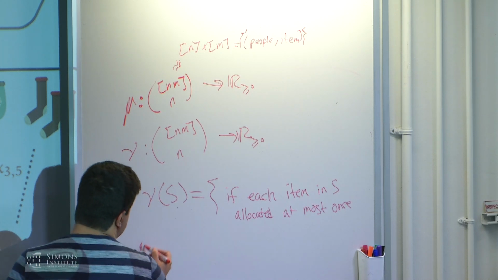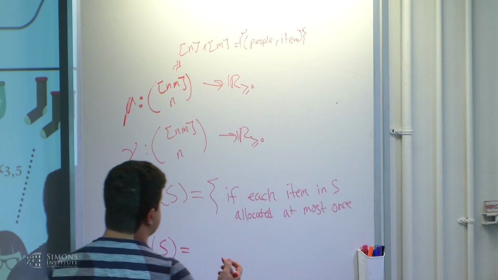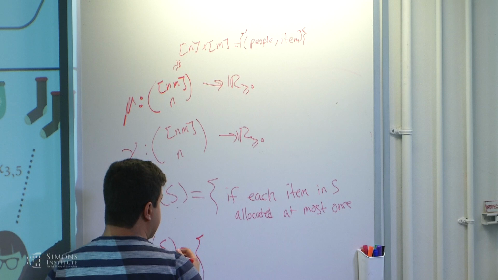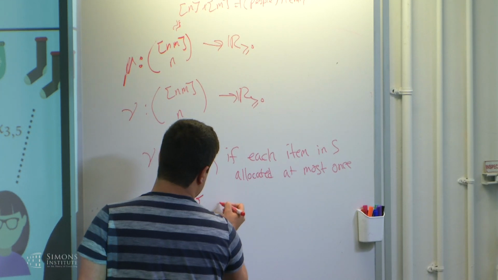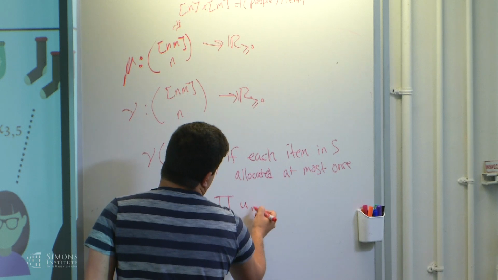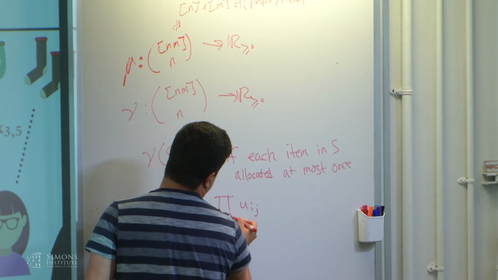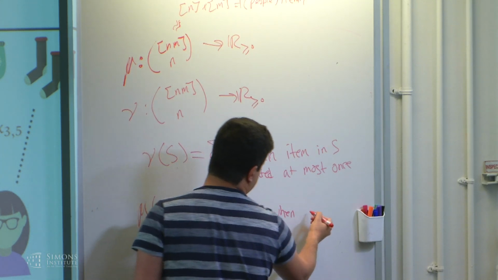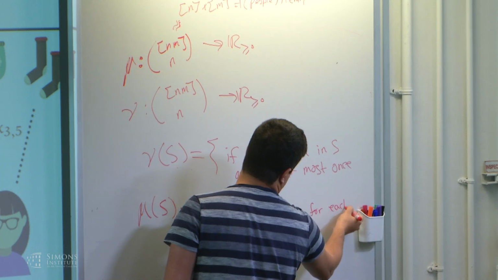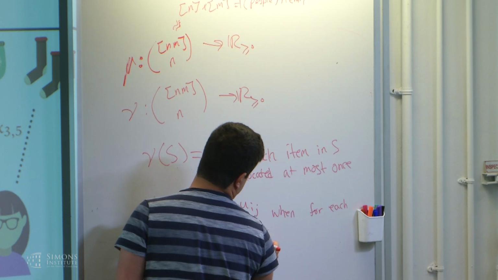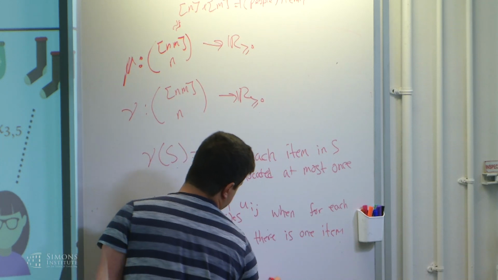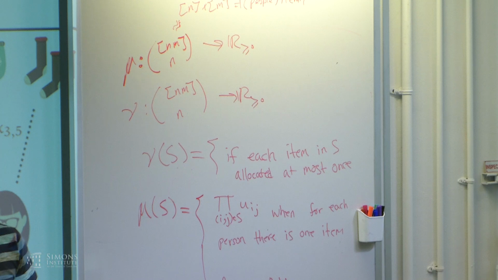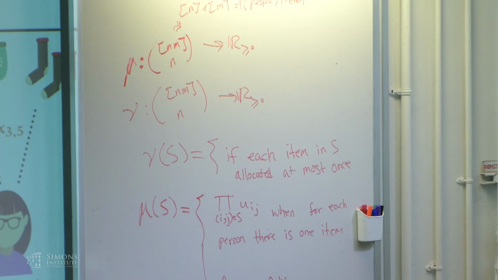And what mu is going to do is it's going to basically capture the utilities plus the fact that no person is allocated more than one item. So it's going to be basically the product of utilities of the chosen pairs. So mu is going to basically give me the coefficients of this polynomial.